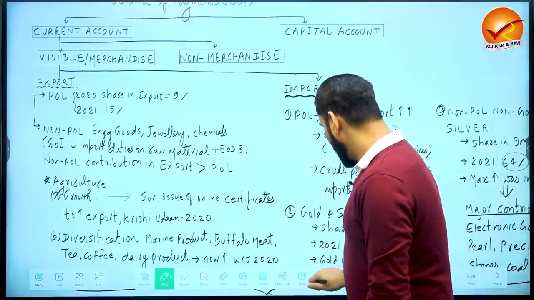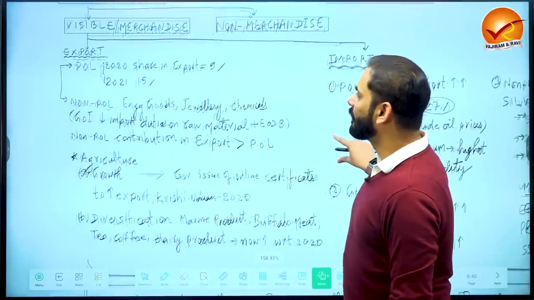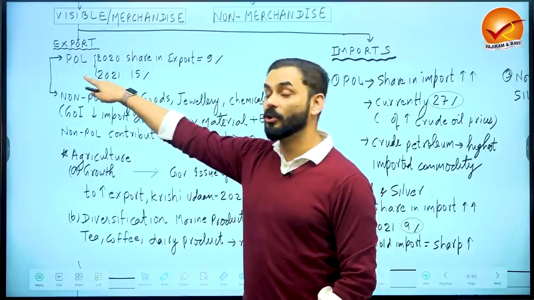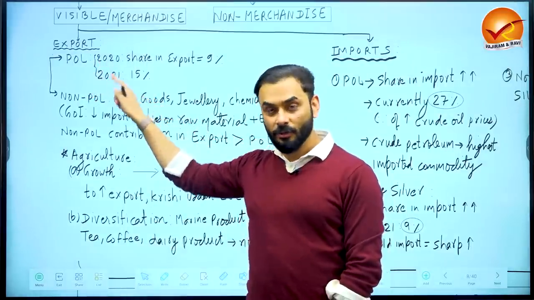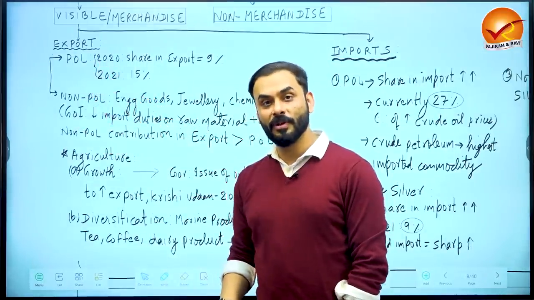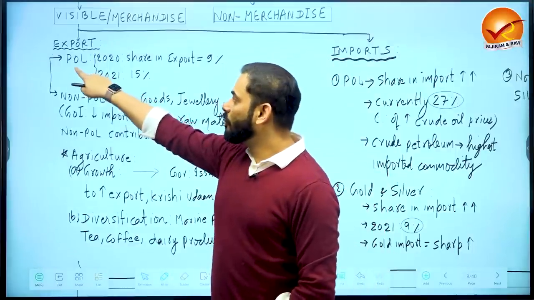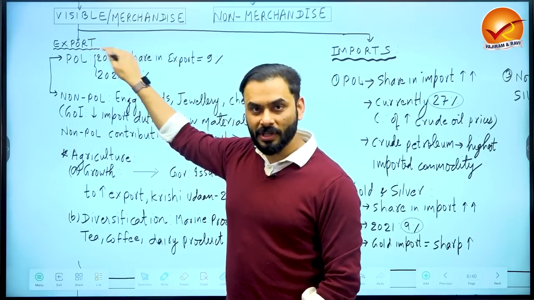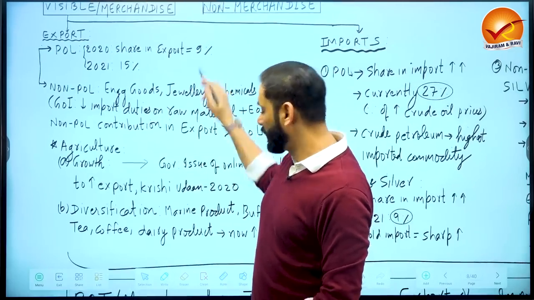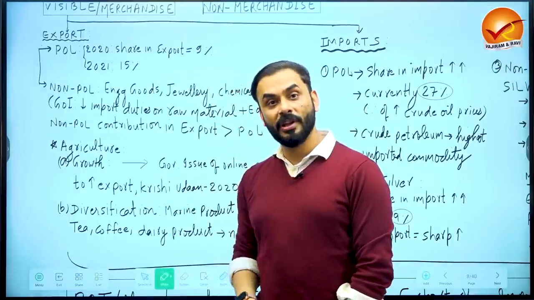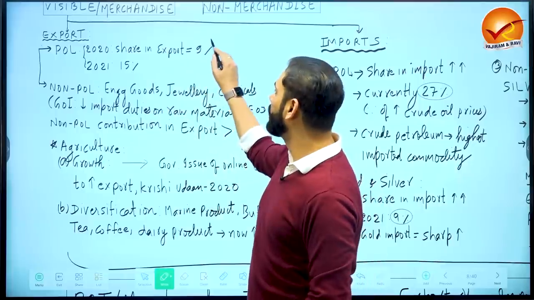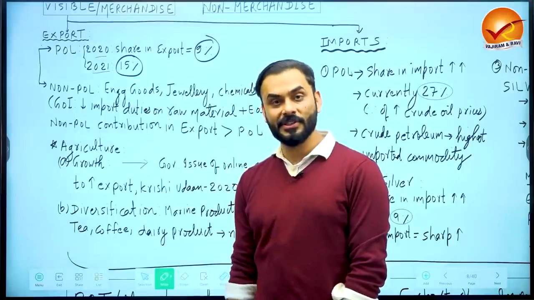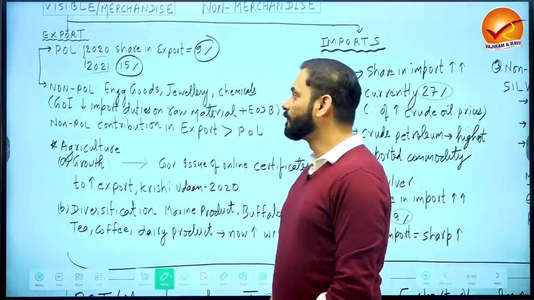So see guys, as I told you, in India we divide our export commodities or goods into two categories. First is POL, petroleum, oil and lubricant, and second is non-POL, non-petroleum, oil and lubricant. So when you talk about POL, in 2020, in our entire export, the share of POL was 9%. See, what was the contribution of petroleum, oil and lubricant in our export? 9% in 2020. In 2021, it became 15%, which means, yes, there was a recovery after COVID.